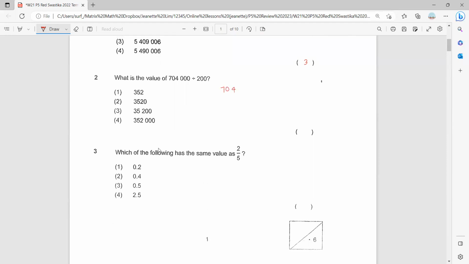Question 2, what is the value of 704,000 divided by 200? Okay, so if we have 704,000, by the way, no calculators allowed for this paper. What we can do is to cancel the 0 first. So we have 7040 divided by 2. So we have 3520. Okay, 3520, which is 2.